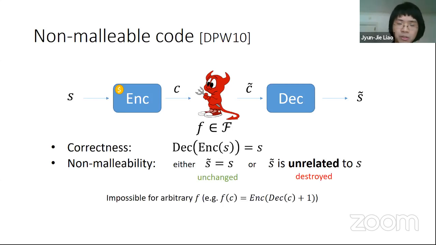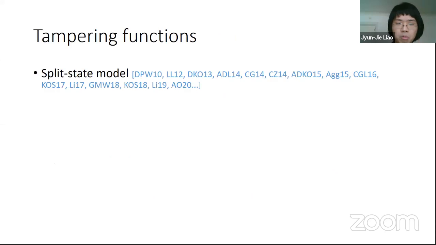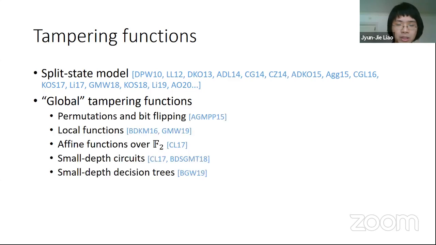So a simple observation here is it is impossible to construct a non-malleable code for an arbitrary tampering function. Otherwise, the adversary can just decode the code word, tamper it, and re-encode it. So some restriction on this tampering function family is necessary. And in prior works, the most well-studied tampering function is probably the split-state model. But recently, some other works also started to explore the possibilities beyond this split-state model. And some examples are shown on the slides.